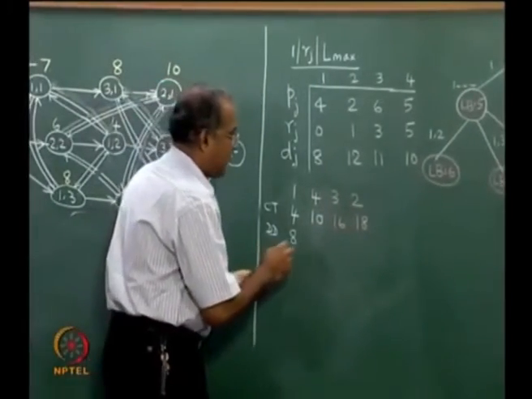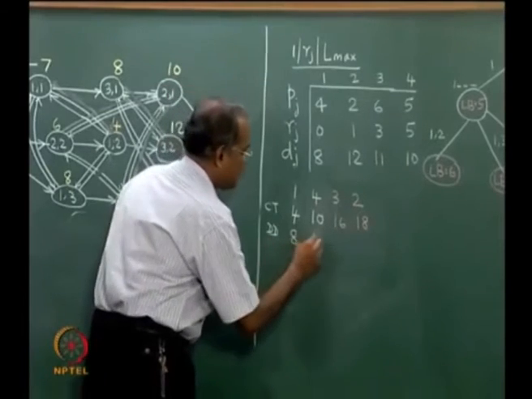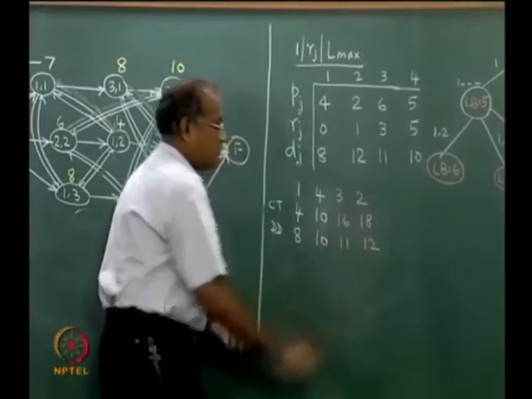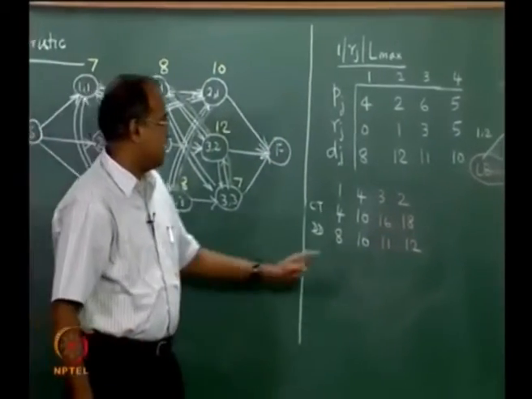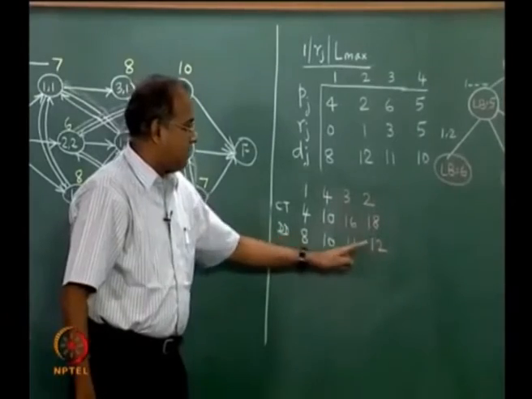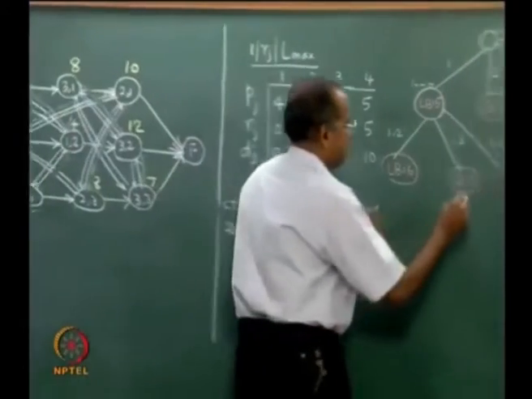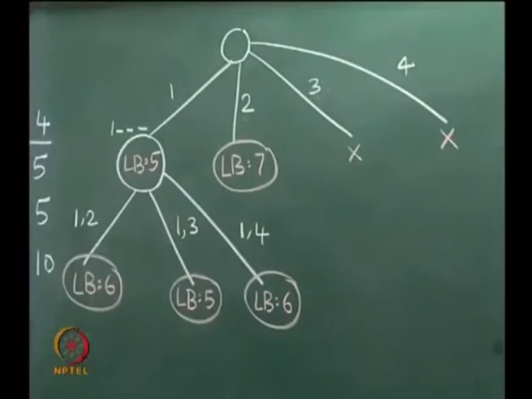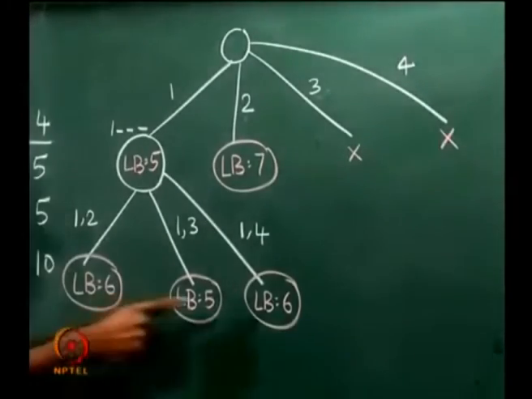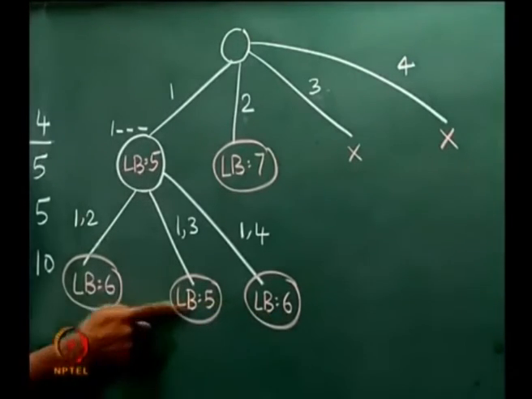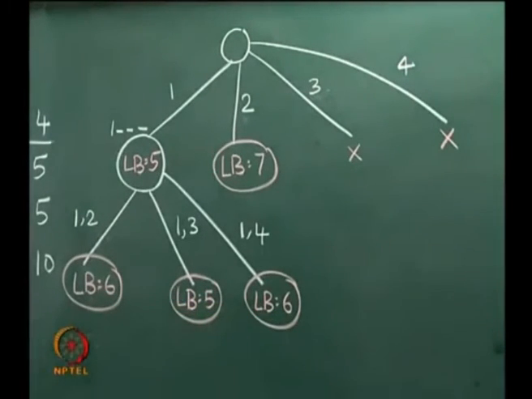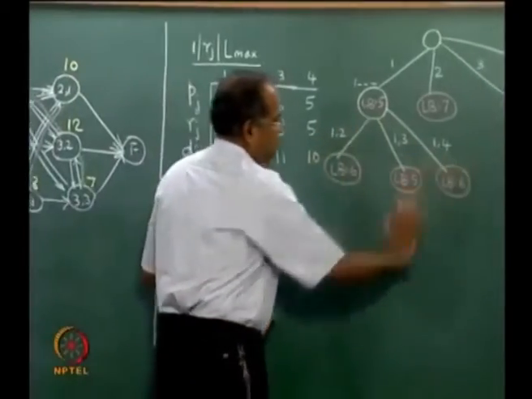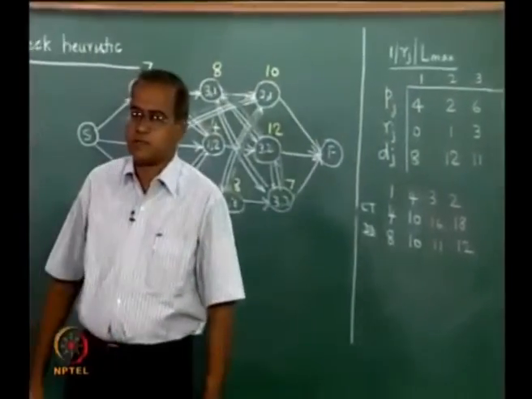Now, the due dates are 8, 10, 11 and 12. 11 for 3, 12 for 2, L max is here. So, L max is 6. So, lower bound is equal to 6. It is actually possible to show that we need not calculate this, because we have a 5 and this is going to result in at least one more, but in any case we have calculated this. So, we keep this lower bound equal to 6.